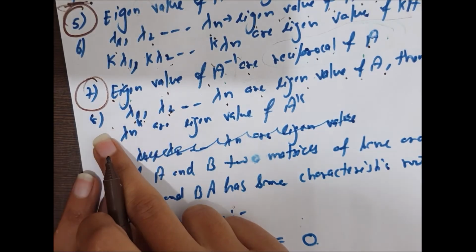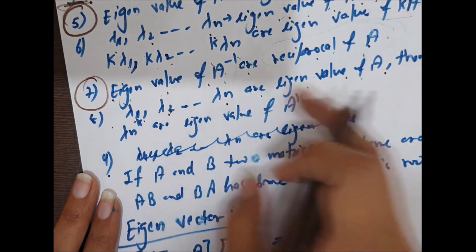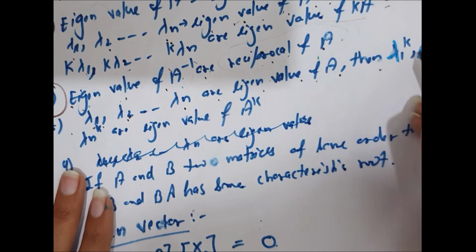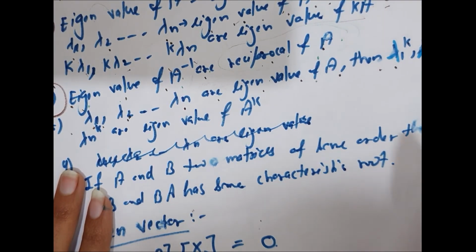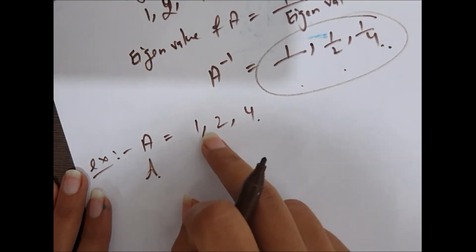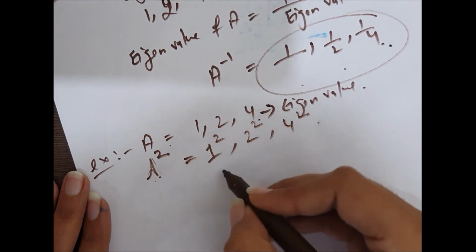According to property number 8, if the eigenvalues of A are lambda 1, lambda 2 up to lambda n, then the eigenvalues of A to the power k will be lambda 1 to the k, lambda 2 to the k up to lambda n to the k. An example of it would be, if A has eigenvalues 1, 2, 4, and we square this matrix, then its eigenvalues will also get squared.